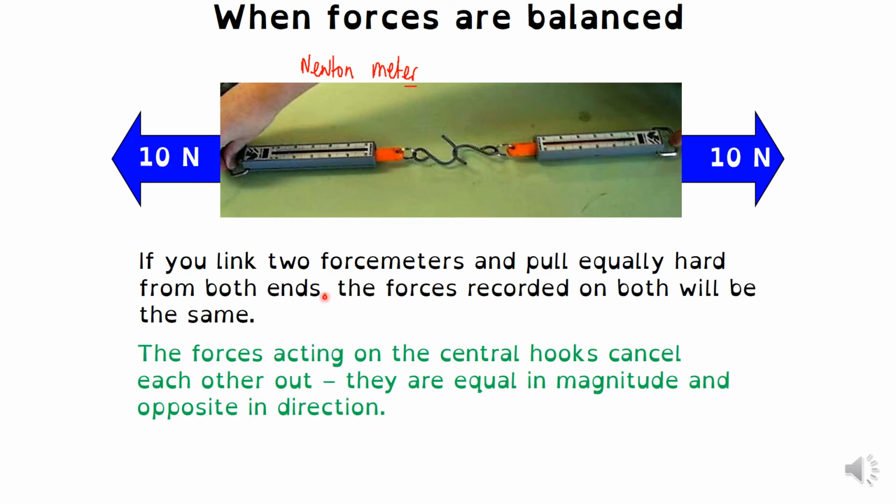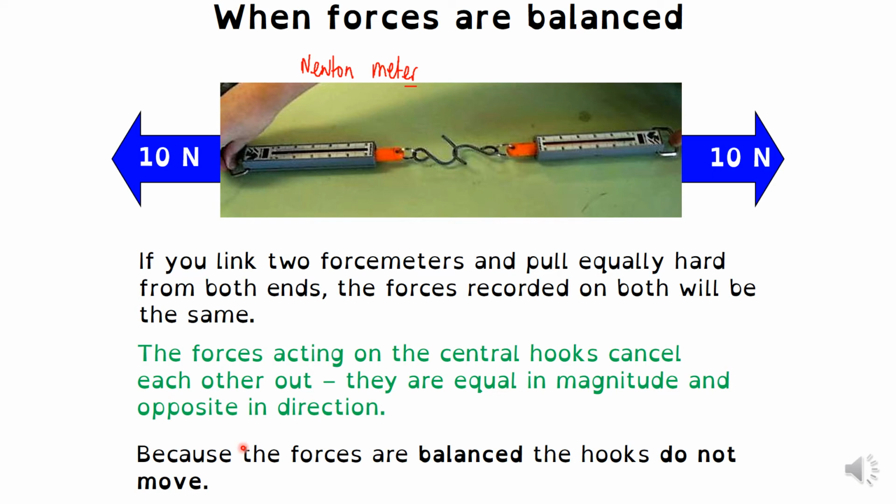That's because the forces acting on these central hooks will cancel each other out. They're equal in magnitude, which is a fancy way of saying size, and they're opposite in direction, one to the left and one to the right. Now, because the forces are balanced and the hooks weren't moving to begin with, the hooks won't move. Remember, balanced forces mean that things either stay still or continue moving at the same speed. And because these were still to begin with, they will stay still or at rest.